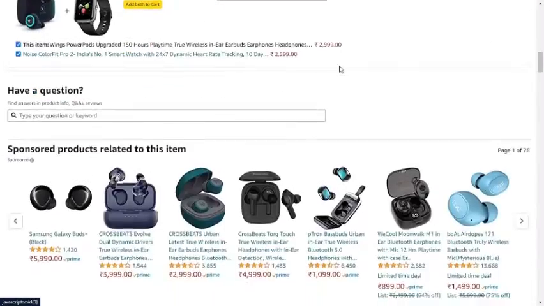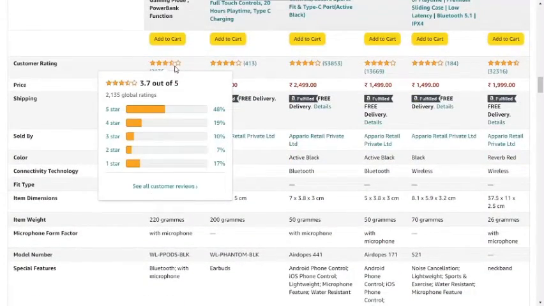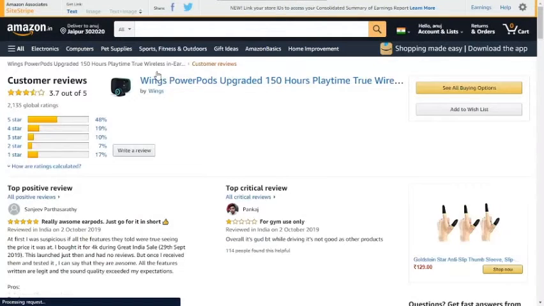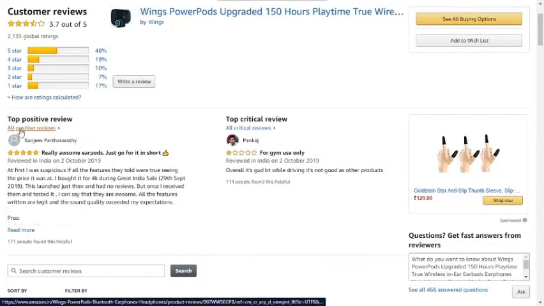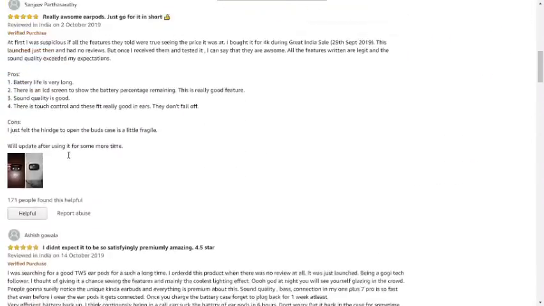Before this, let's have a look over here. The customer rating is 3.7 and there are 2135 reviews. These are the customer reviews, and here are the top positive reviews and top critical reviews. Critical basically means negative reviews, but Amazon doesn't say negative, it says critical. So it's a little more comfortable. There are different positive reviews about this, as given over here.